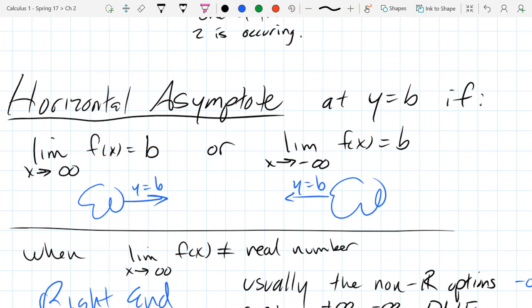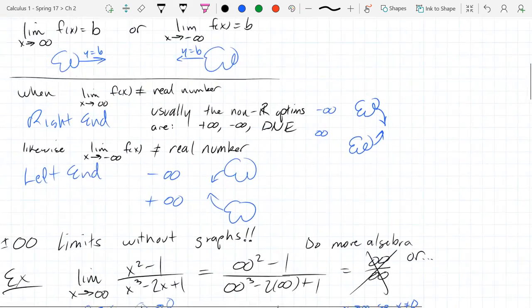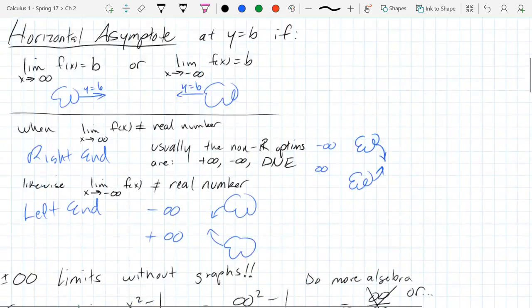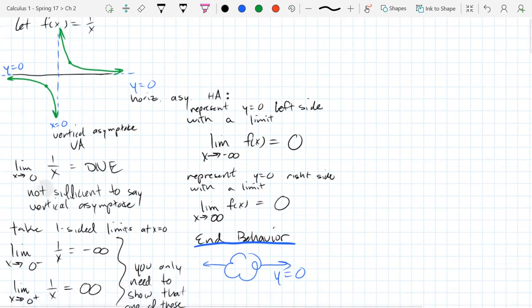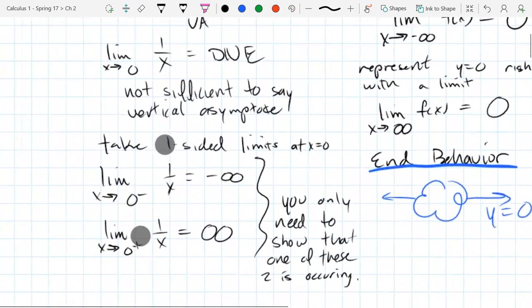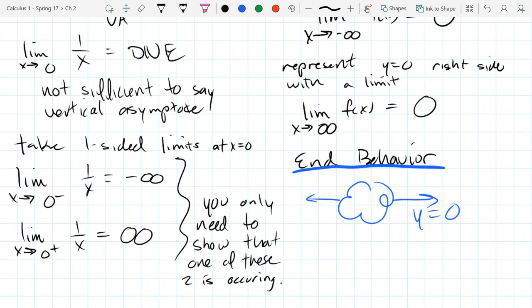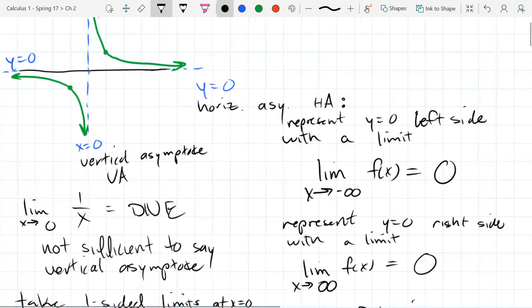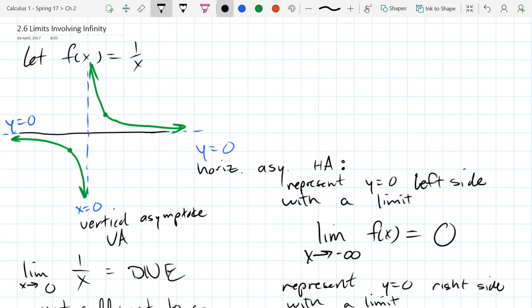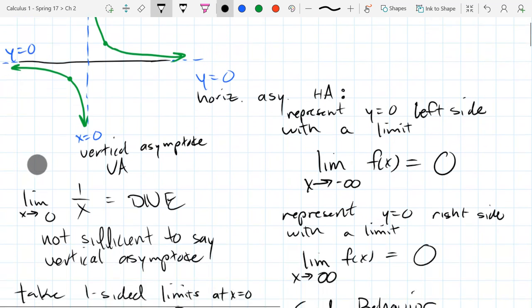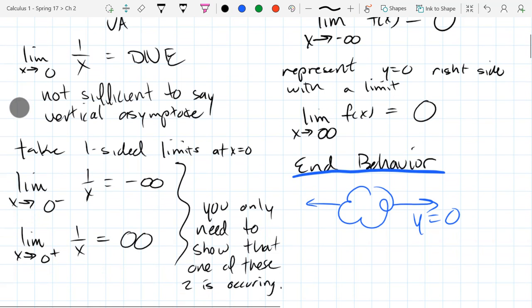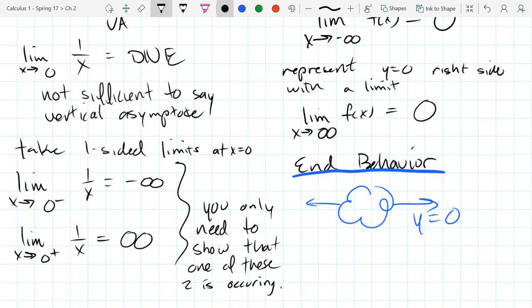Did I not talk about vertical asymptotes? You did. All right, here we go. We took a one-sided limit. So here's our original 1 over x. We knew there was a vertical asymptote because we were so smart and took pre-calculus. And the way we detected it using calculus is we took limits at 0. But we had to go individually one side, then the other side.